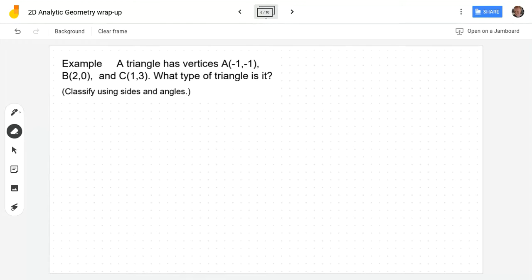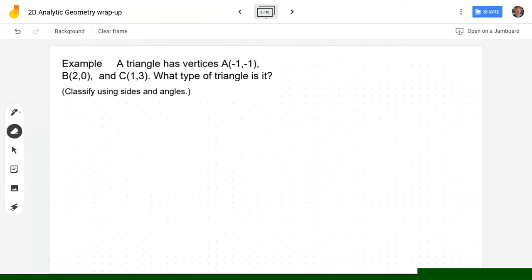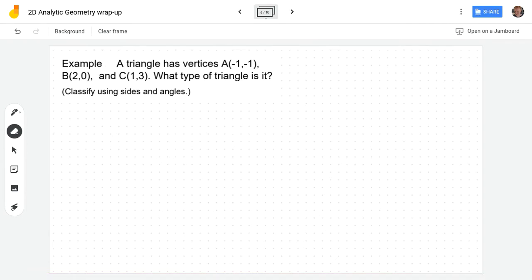All right, I'm going to go through 3 examples of some analytic geometry questions that get slightly more complicated as we go along. So the first one says there's a triangle with vertices A, B, C, and you have to classify what type of triangle it is. So you have to classify using the sides, so it's either going to have 1, 2, or 3 different sides, or 1, 2, or 3 sides that are the same. So you'll need to use a distance formula, the length of a line segment.